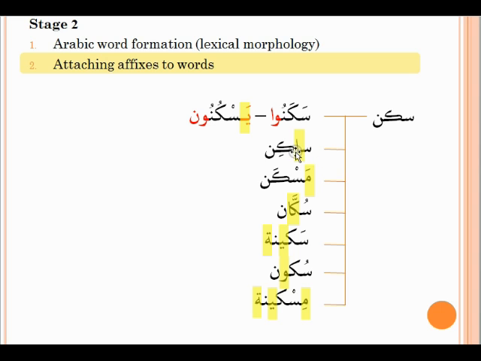A sakin here is a noun. I'm attaching a definite article to it, and so it becomes as-sakin. Maskan here, you see I've attached a waw to the beginning of it and a pronoun at the end of it. The waw of course means "and", and it becomes wa maskanuha.